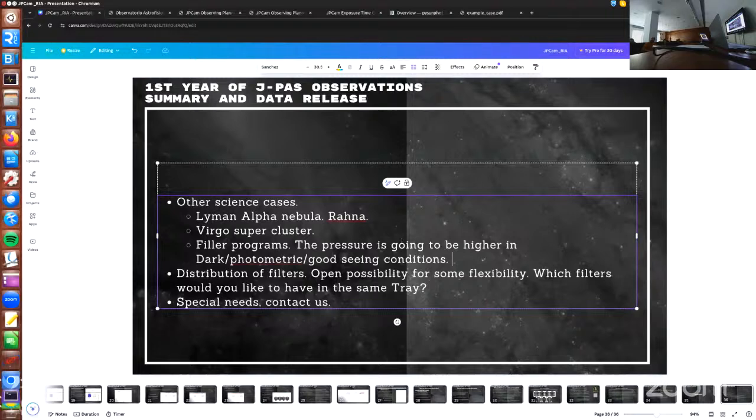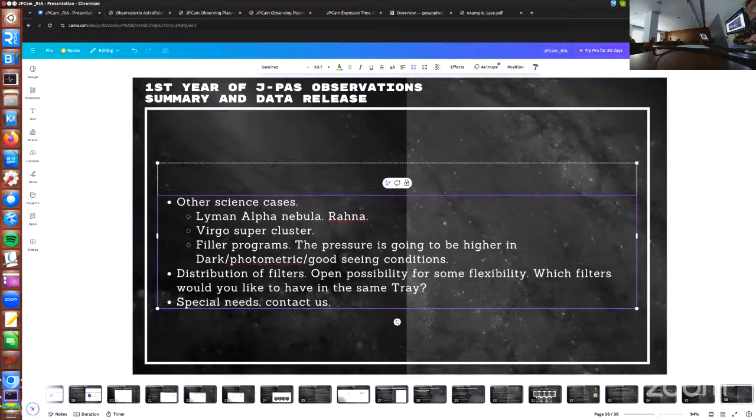Assume that we have 7 filter trays. Yeah. And then the 2 that are not JPass filter trays, one of them can be configured in that manner. But filter tray exchange is possible. Exchanging filters inside a tray is not possible.